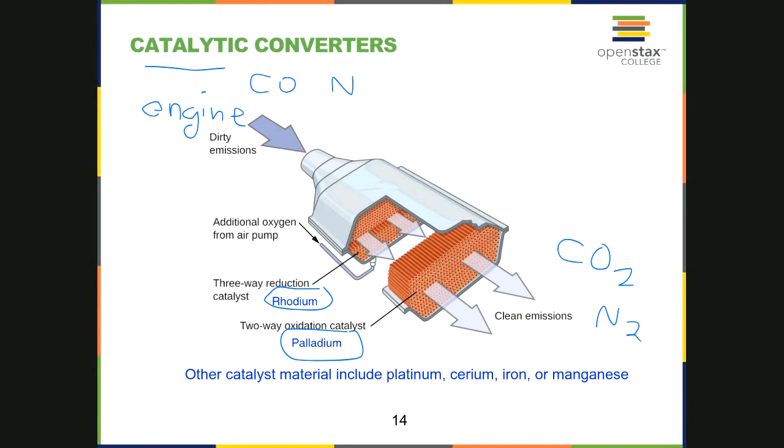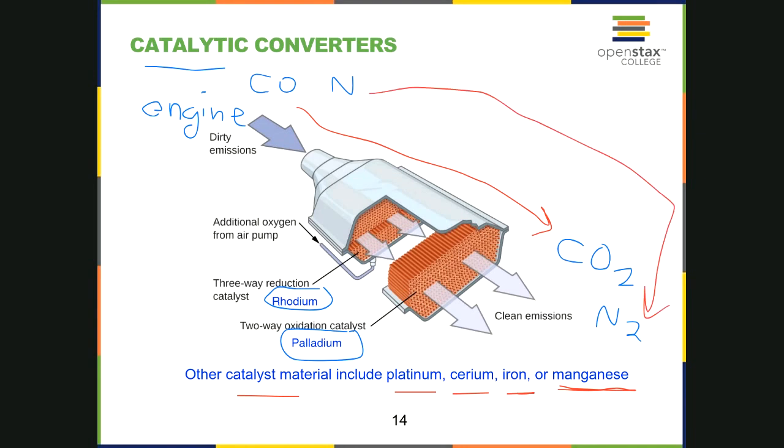Now it says that there's some other catalytic materials. It could be platinum, cerium to a small extent, iron, which would not be very expensive, and manganese, which would not be very expensive. But all of those are responsible for doing reactions like converting carbon monoxide into carbon dioxide, or these nitrogen containing compounds into nitrogen gas. So that's one application of transition metals that's important to us.